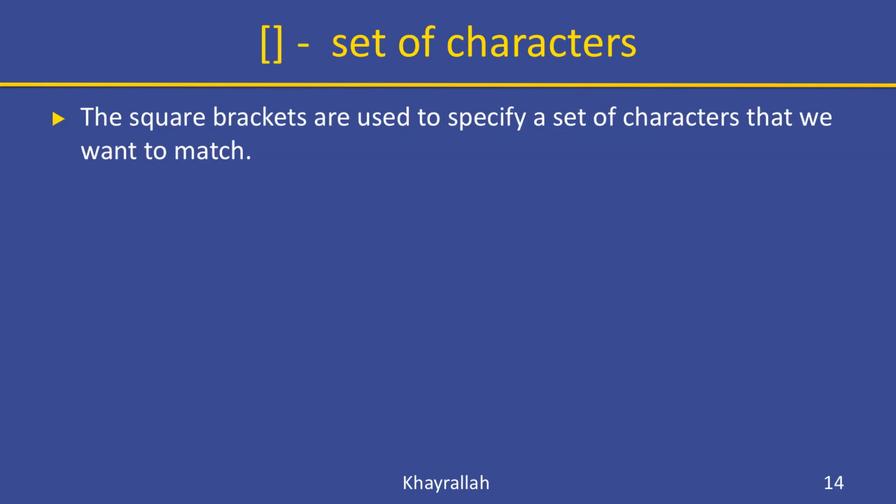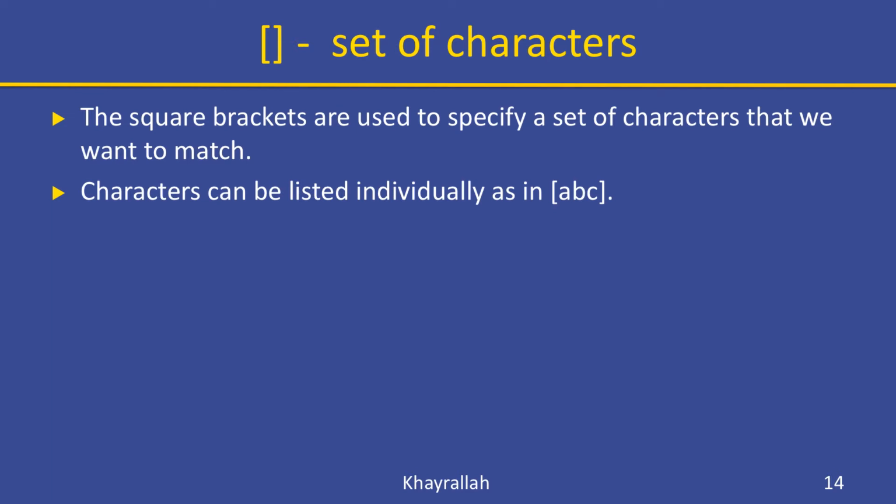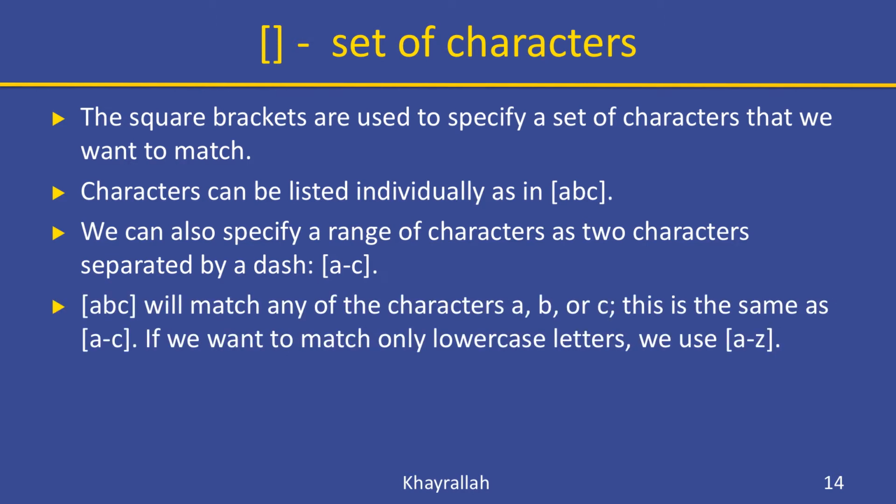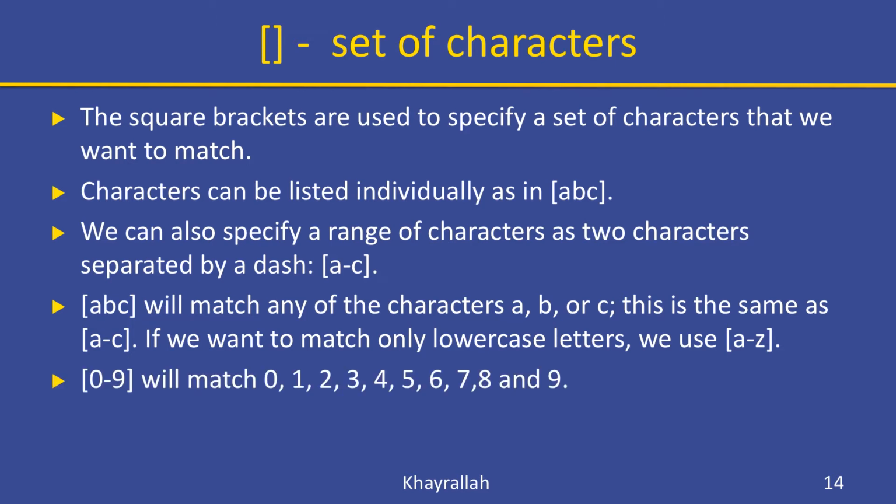We use the square brackets to specify a set of characters that we want to match. We can list the characters individually, as in [abc]. This means match a or b or c. We can also specify a range of characters as two characters separated by a dash. So a-c also means match a, b, or c. If we want to match only lowercase letters, we use a-z, and so on.